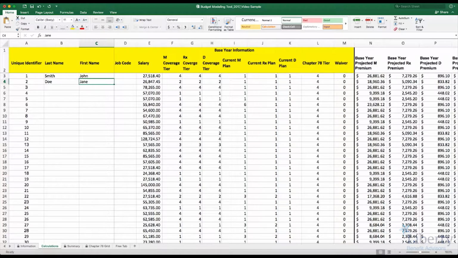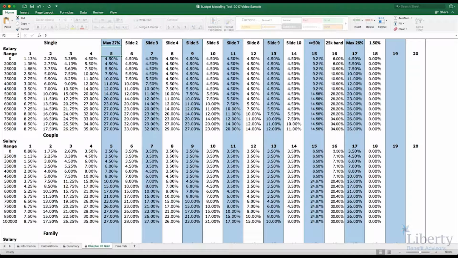On the Calculations tab, the area highlighted in yellow is the census that is prepared by the business office. Typically, it's either the business administrator or somebody in payroll. The Chapter 78 grid is where we have years 1, 2, 3, and 4 of Chapter 78, as well as up to 16 additional areas where we can put in custom contributions, whether it's Chapter 78 to a max of 27%, simply sliding all the contributions down, or just going back to the 1.5% base. All of those could be done right on here.